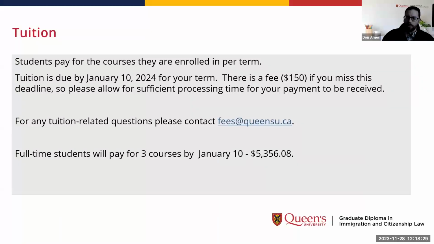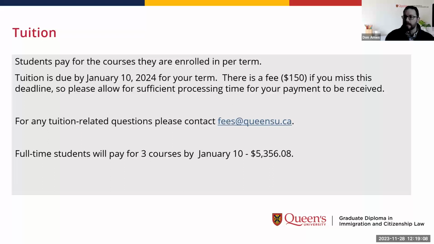So as I've mentioned throughout the admissions process during a lot of my webinars, students pay for only the courses they are currently enrolled in. So for full-time students joining us this January, you're going to be paying for 3 courses. The total tuition for the January 2024 term is going to be $5,356.08. Very, very specific. All students pay the exact same tuition, and tuition is due by January 10th. There is a fee of $150 if you miss the tuition deadline, and I believe there might have been an error in the welcome email or the offer email that we provided out.